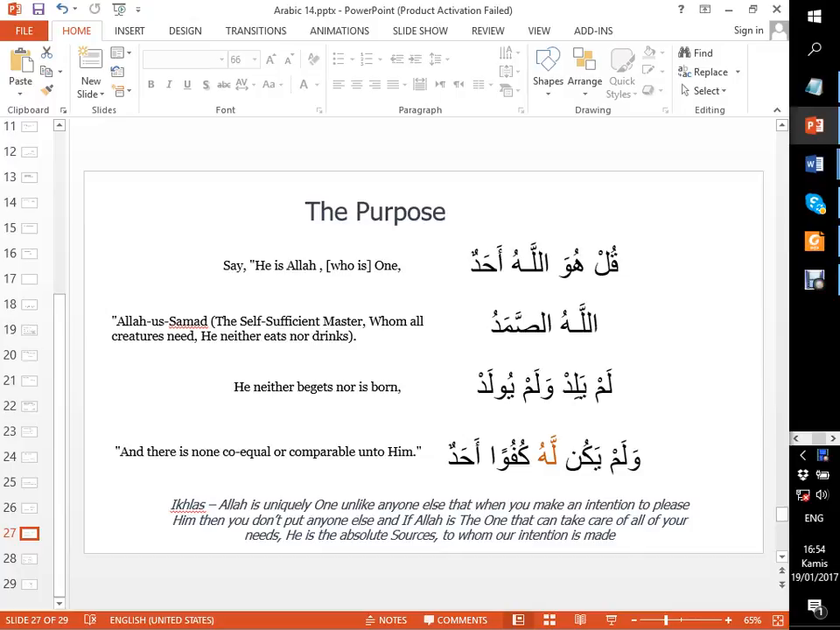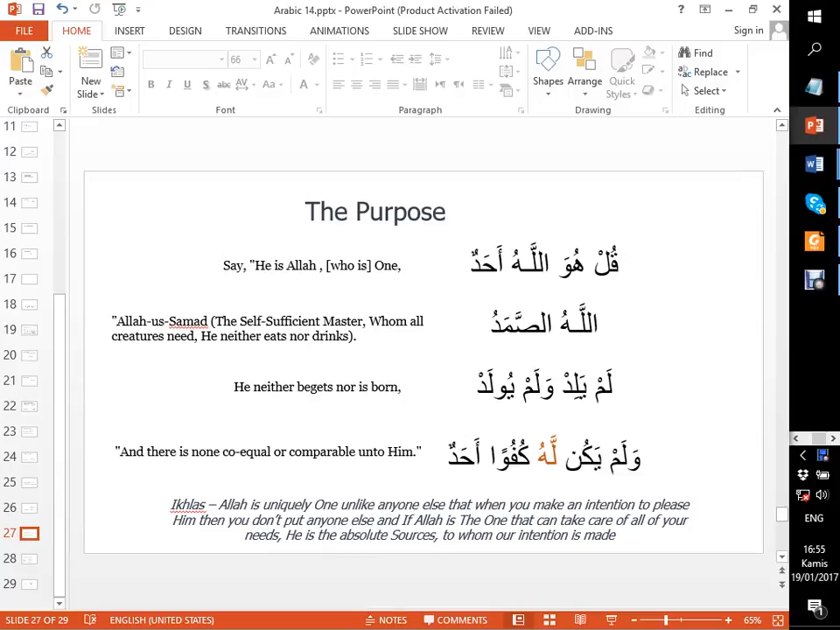If someone is having a discussion, Allah is Samad. Samad is like all intention goes to Allah. All the sources that we need, that we believe is taken care of by Allah, it is because Allah is Samad.